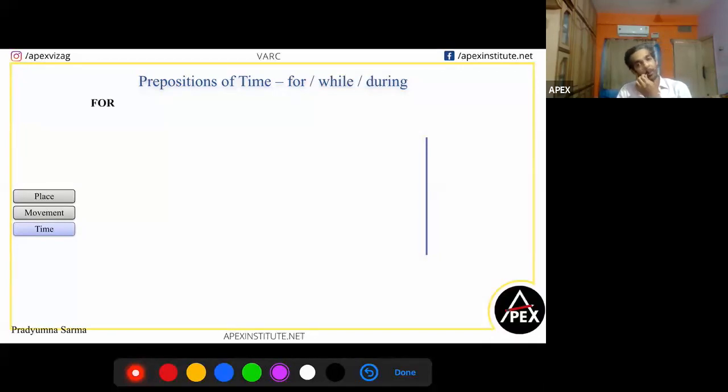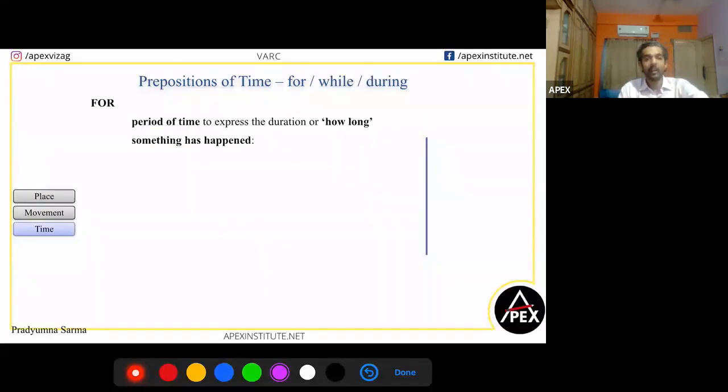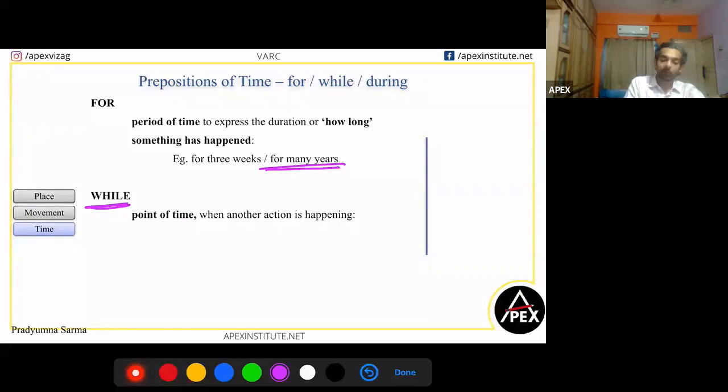Now, these are prepositions of time. What are these? For, while, and during. Okay? All right, so let's quickly look at what happens. Now, for is used for how long. Always remember it like that: something that has happened over time. For example, for many years I've been teaching. Whereas when we are using while, it is used only for a point of time. So for is used for a period of time, whereas while is used only for a point of time.